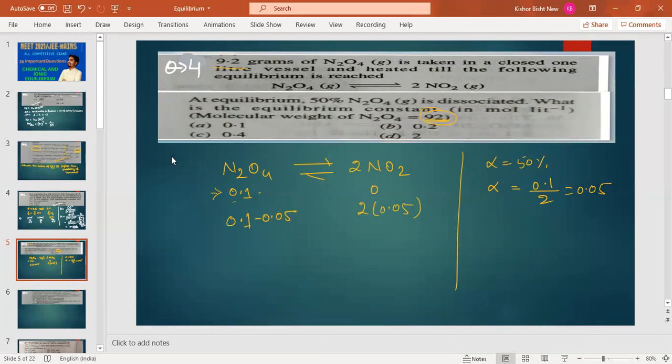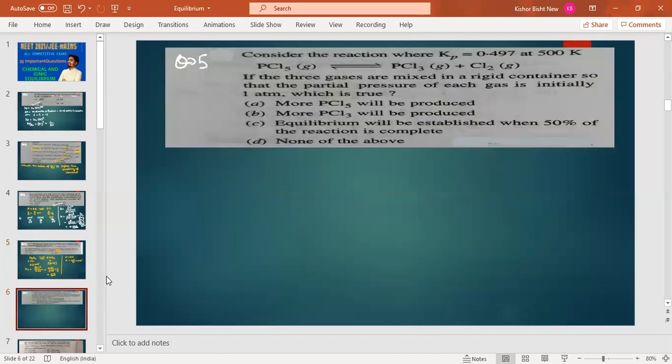Now Kc is equal to concentration of product upon reactant, so 0.1 square upon 0.05. It means 0.01 upon 0.05, 1 upon 5, which means 0.2. So your answer is B, correct. Come to the next one.